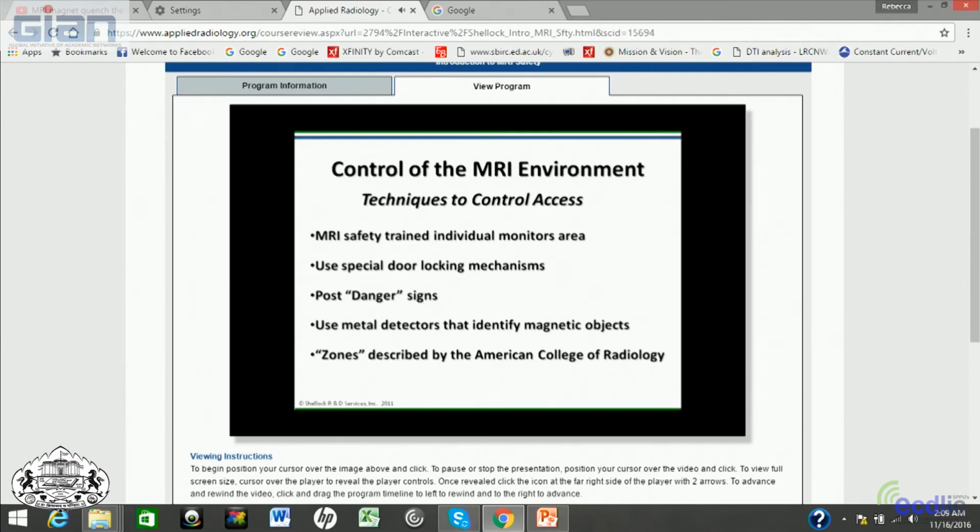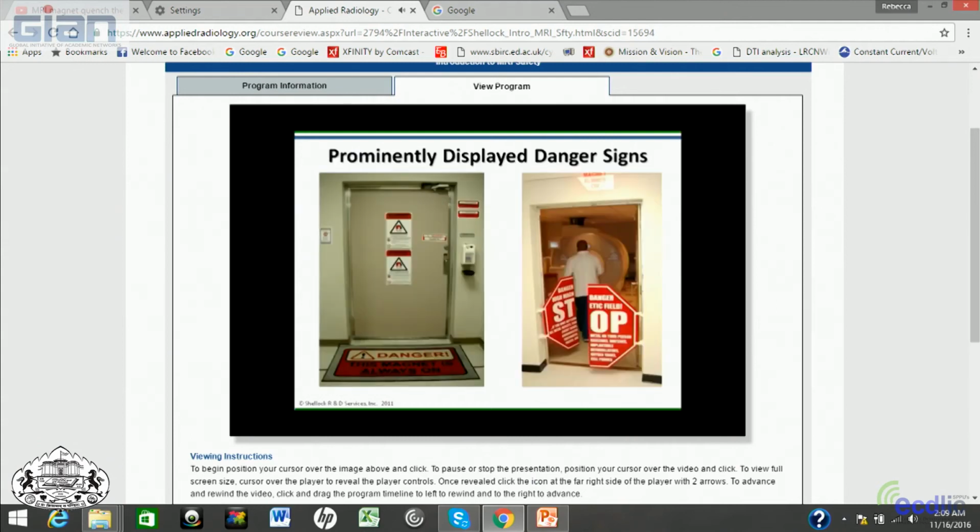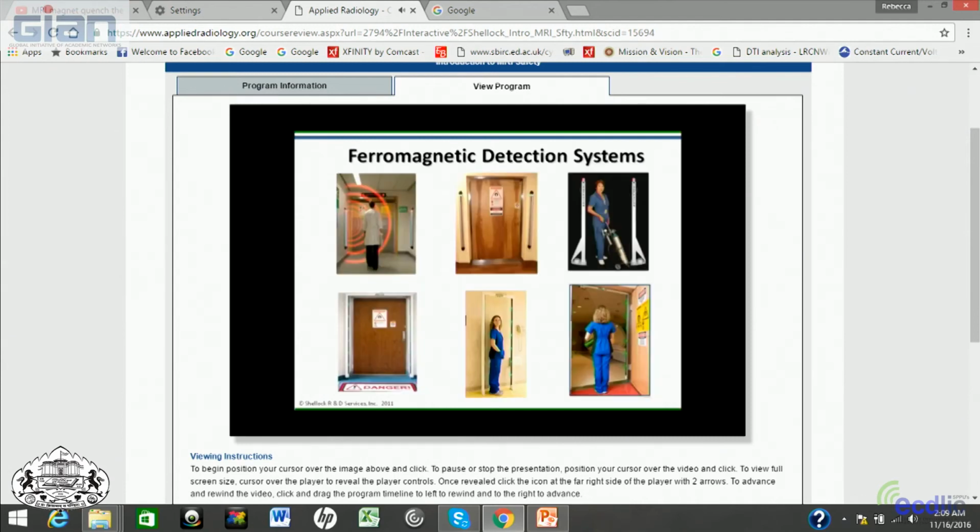Also, certain MRI centers have implemented a zone method as described by the American College of Radiology. Here are examples of the signs that you will see posted in and around the MRI system room and/or in the MRI environment. Notice that these signs clearly state the words danger, this magnet is always on. As I previously mentioned, some MRI facilities also use specially designed metal detectors called ferromagnetic detection systems that can identify magnetic objects in order to help prevent accidents and injuries.